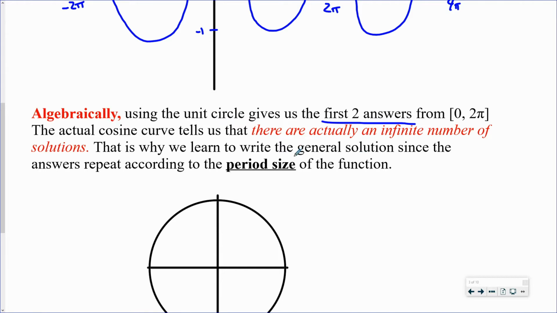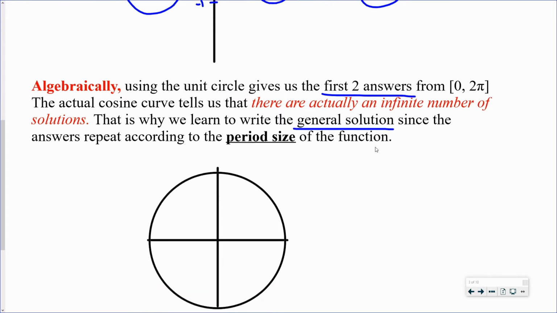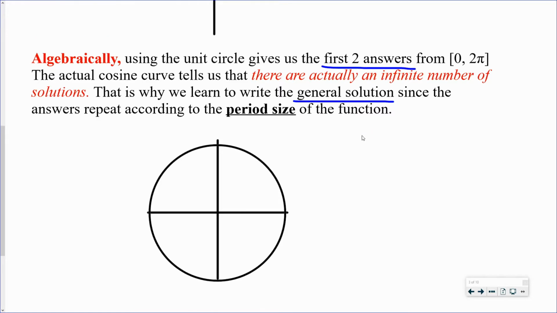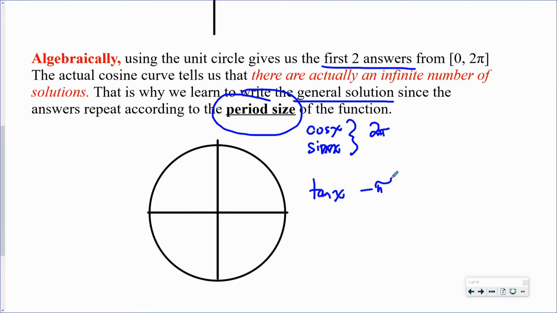So we usually learn how to write the general solution, and it is something that they ask for on exams occasionally. You need to obviously use the period size. So just a reminder that for cos and sine, the period size is 2 pi. If it's tan, then the period size is pi.